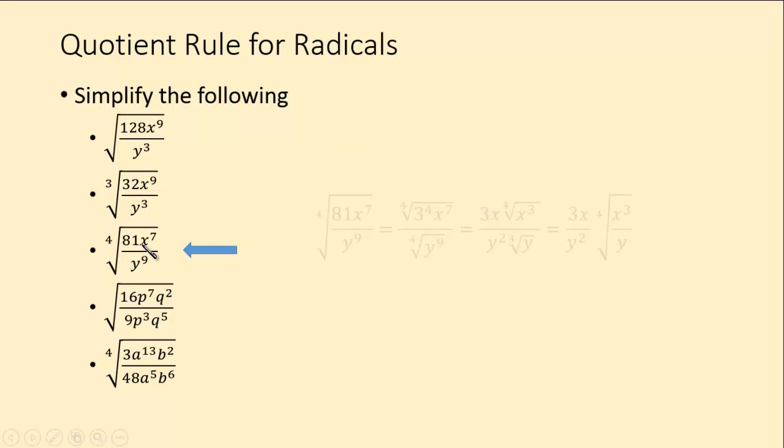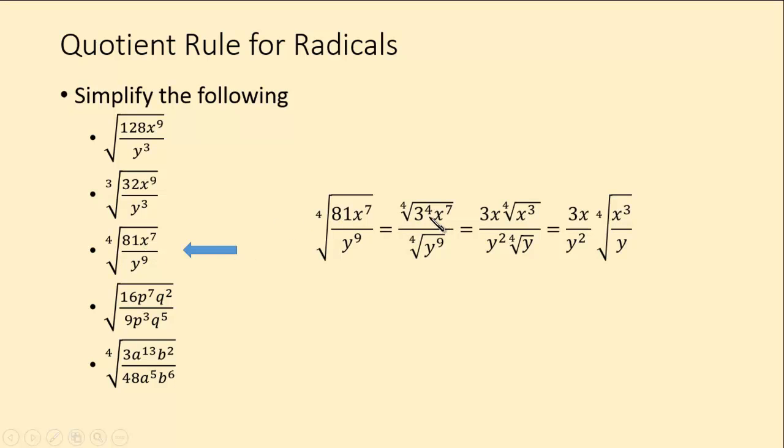the cube root of 4. If we look at this one, 81 is 3 to the 4th power. And once again we have the 4th root of the numerator and the 4th root of the denominator. So 4 divided by 4 is 1, so the 3 is out here just like that. And 7 divided by 4 is 1 remainder 3. And then here, 9 divided by 4 is 2 remainder 1. And then we rewrite this as 3x over y squared, and then we put this back under a single radical sign.